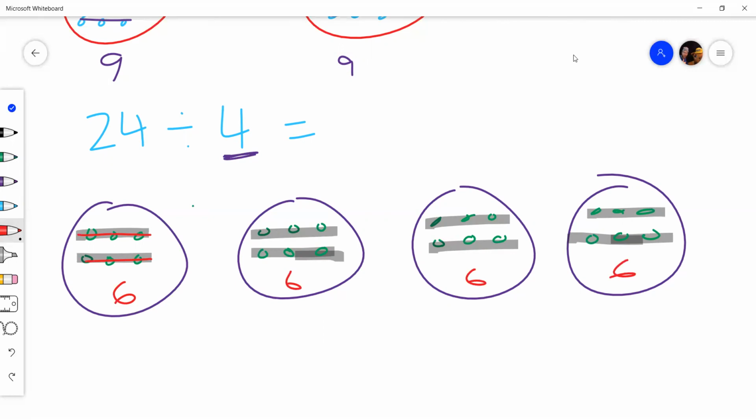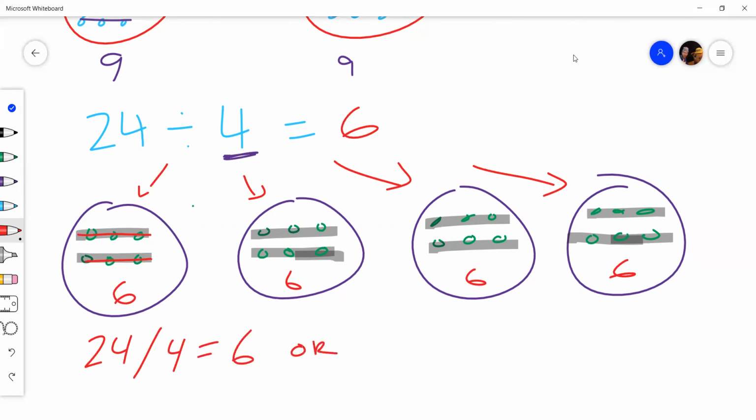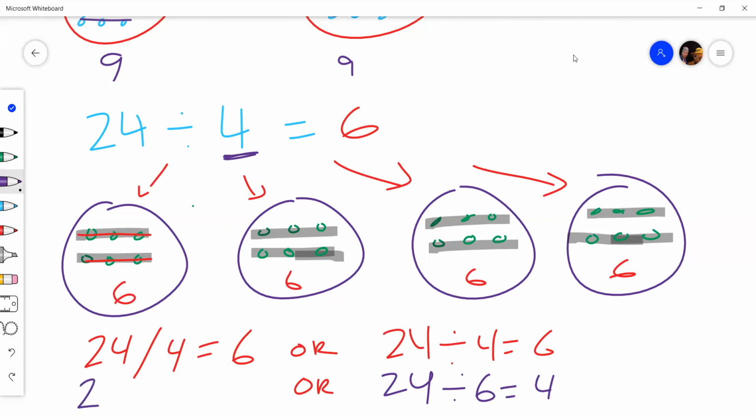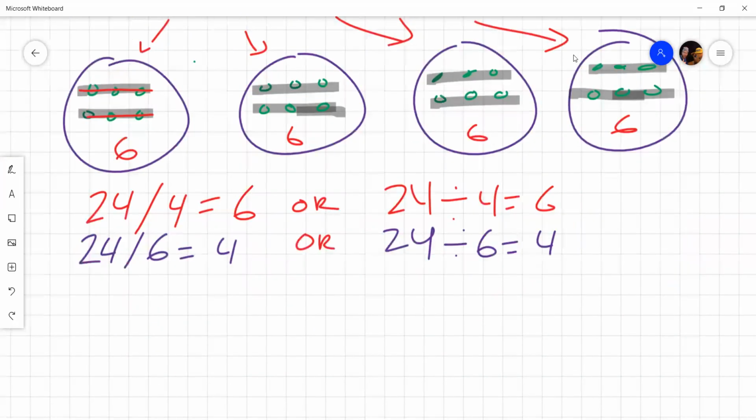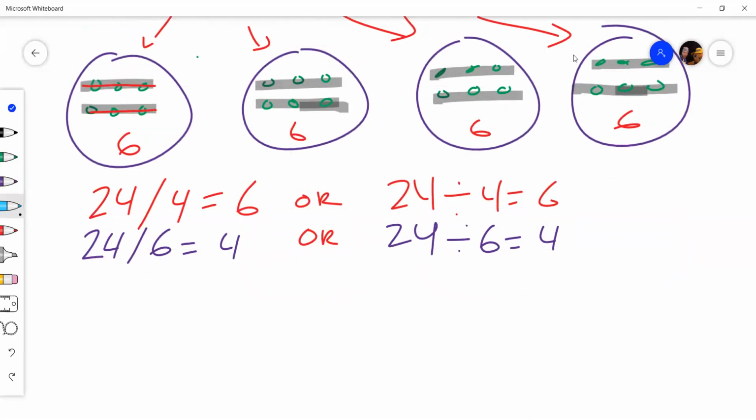So 24 divided by 4. So 24 cut into 4 equal groups means I get 6 into each group. So 24 divided by 4 equals 6, or 24 divided by 6 equals 4, or super inverse if I want, 4 times 6 equals 24, right? Or 6 times 4 equals 24.